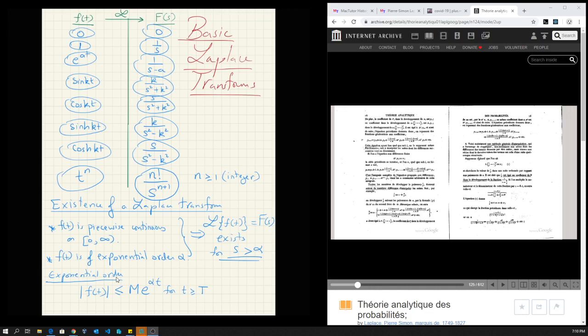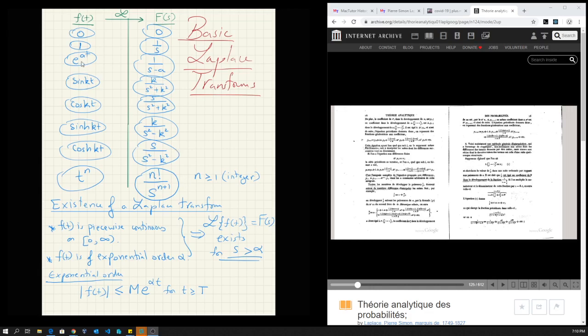The other important thing to take away from this is that the exponential order matters. If you know that you can bound it by an exponential with a coefficient alpha equals 2, then that tells you what s should be bigger than for the Laplace to even make sense. So it even tells you what the formula would be. Now let me give you an example that highlights this.